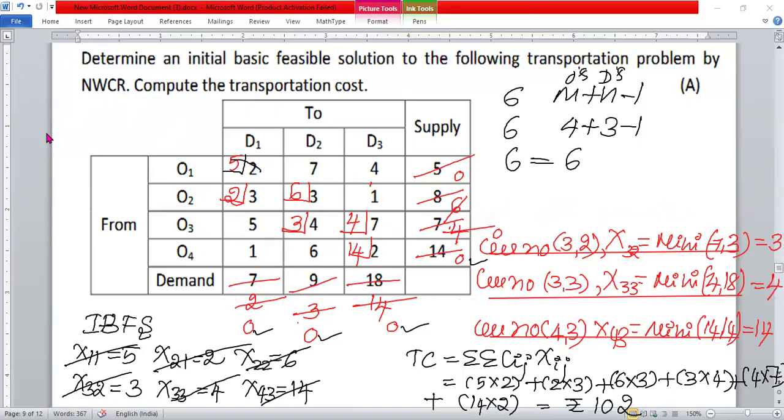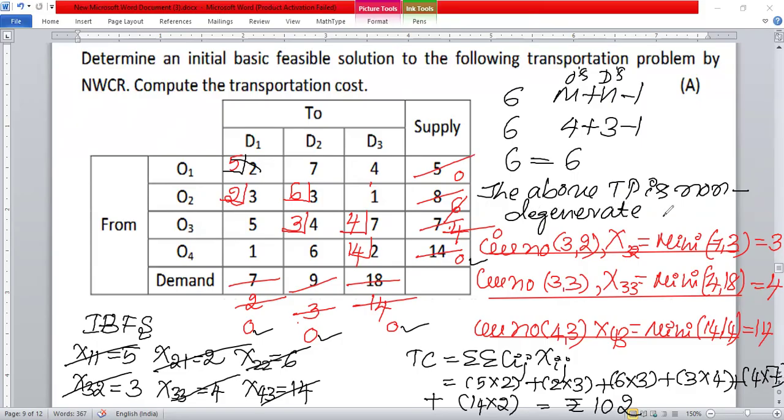The above TP is a non-degenerate solution. If less than comes, for example, 5 less than 6, then it is a degenerate solution. Guys, this is the first method to solve the northwest corner rule. Hope you understood. And we go for the second sum also.